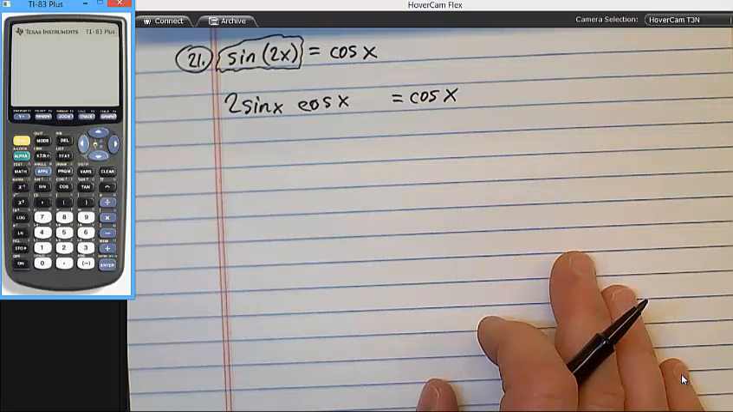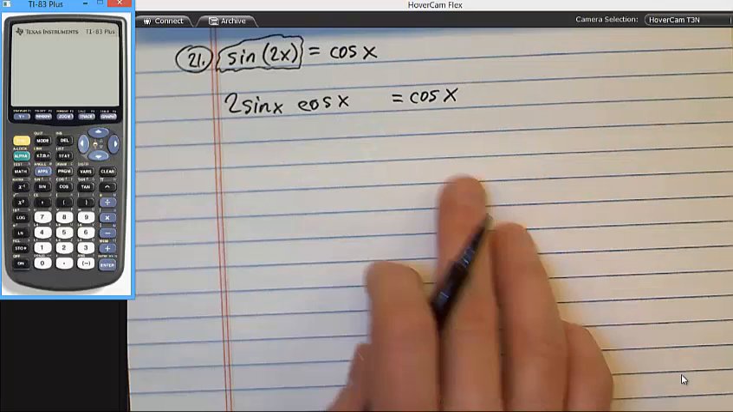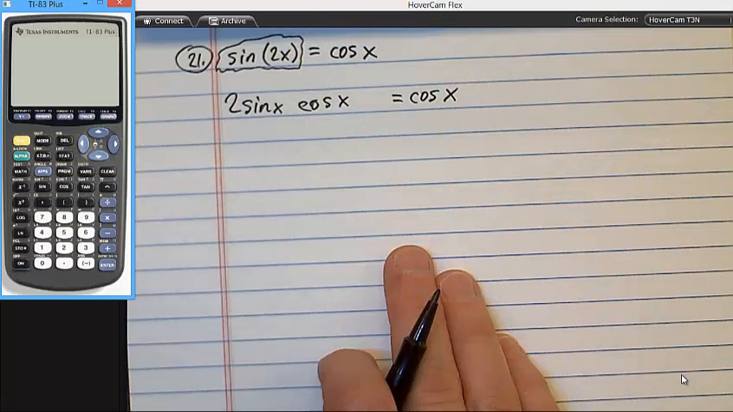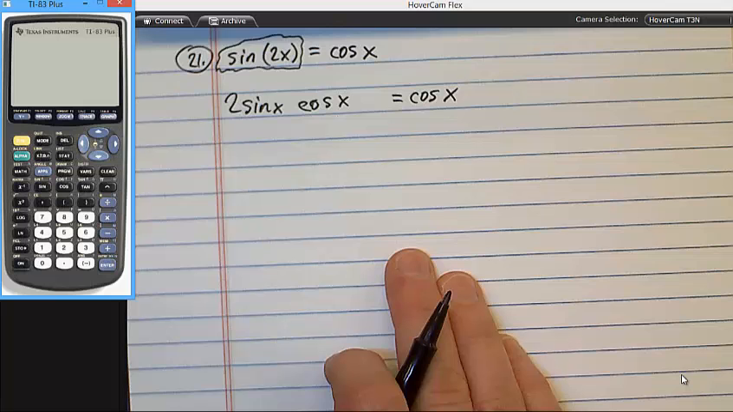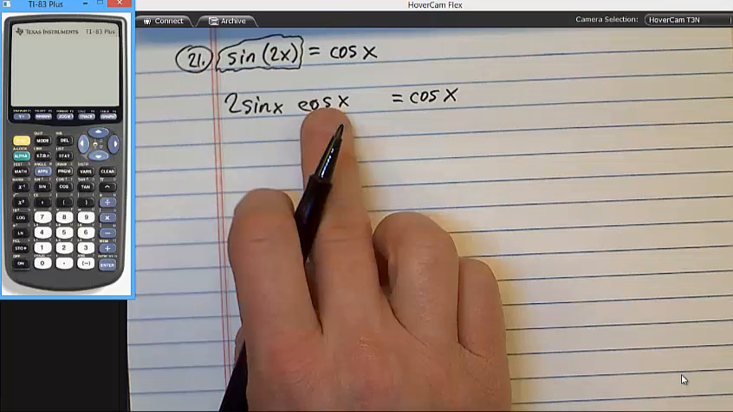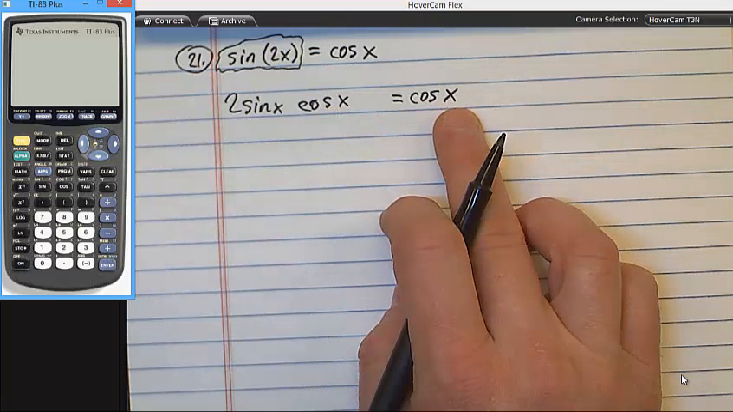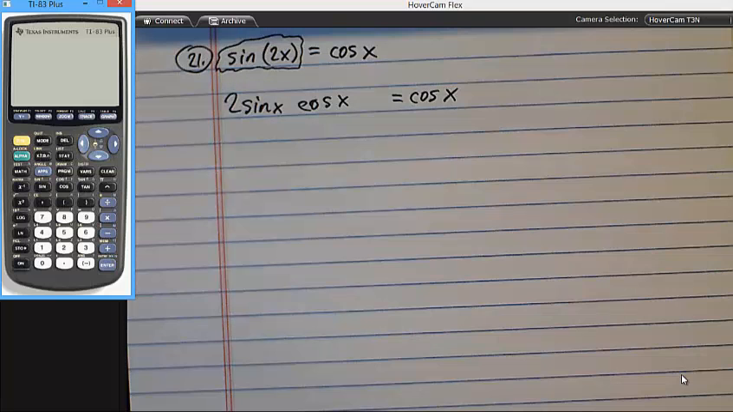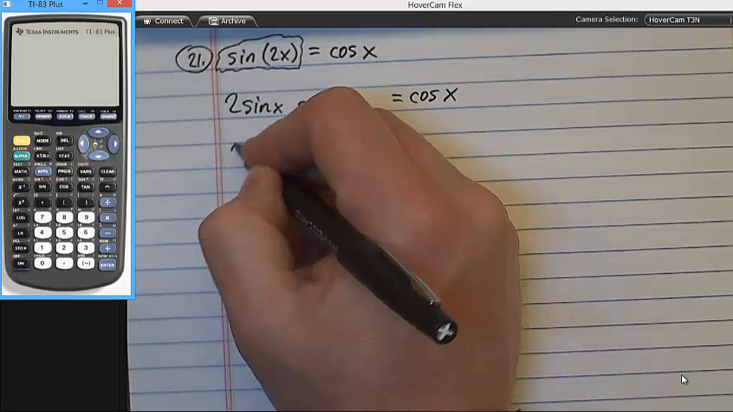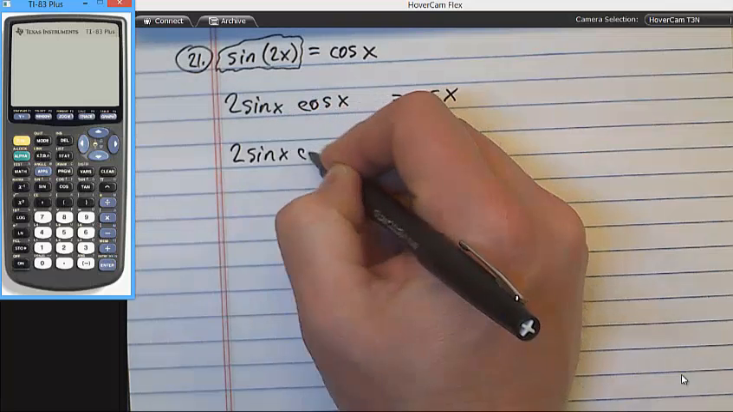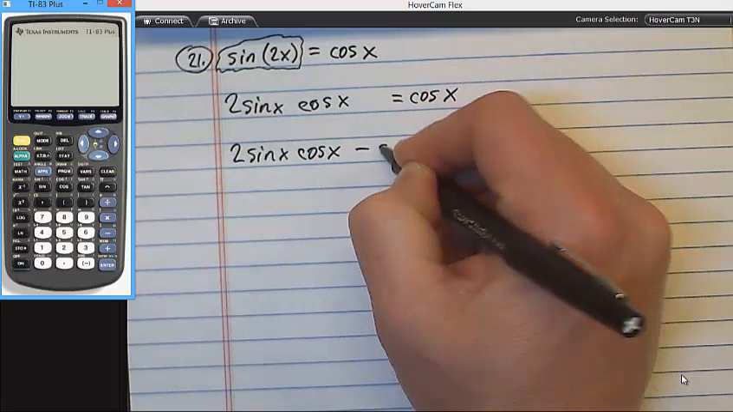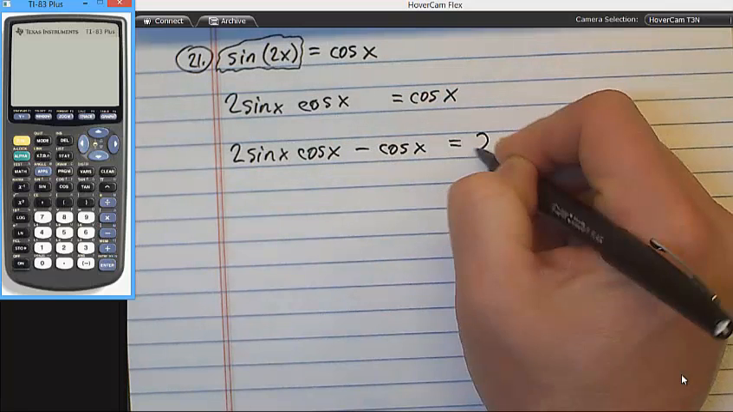Okay. Now let me tell you a temptation. Temptation might be, hey, let me divide cosine x from both sides. But if you start dividing out variables, you'll remember from your algebra class you're going to lose solutions, okay? It's better to set the equation equal to 0 and do some factoring, okay? So let me do that. 2 sine x cosine x minus the cosine of x is equal to 0. Okay?